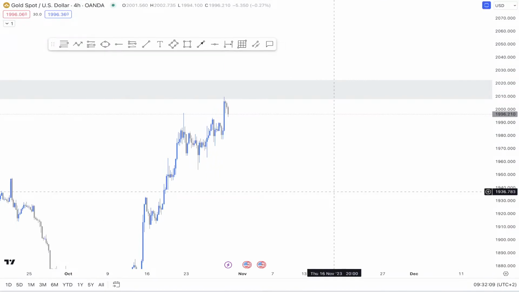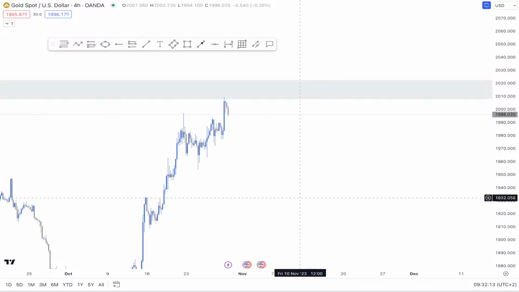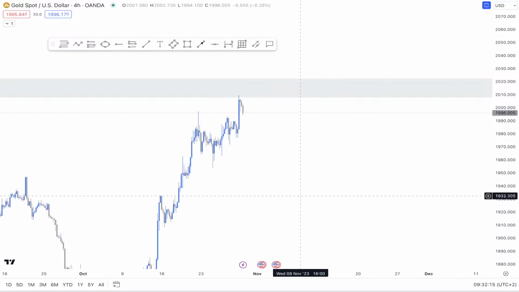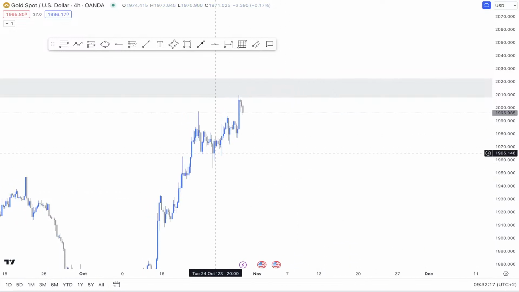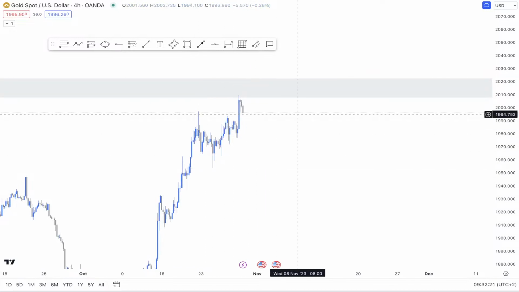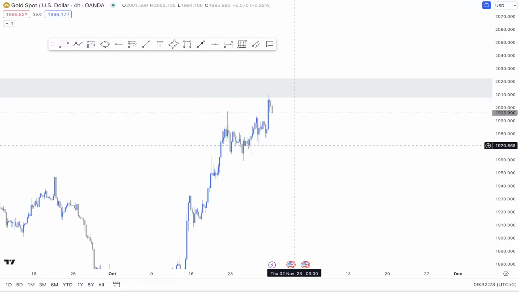And now I will go over today's metals analysis, starting off with gold. So on gold right now, I don't see any potential setups. We had a great setup last week, a beautiful buy limit sniper that played out very nicely. But for this start of the week, I don't really see anything.